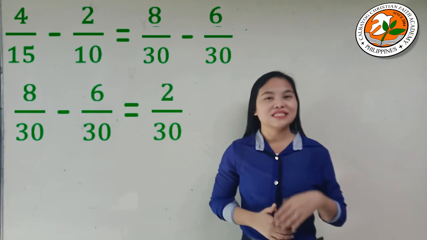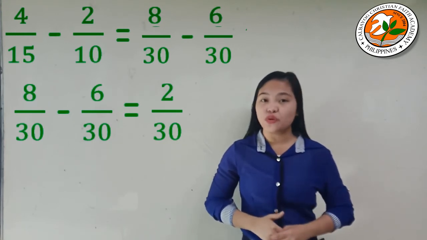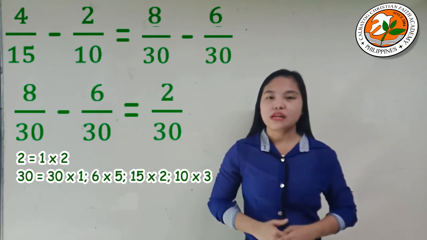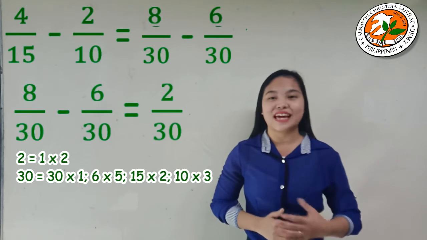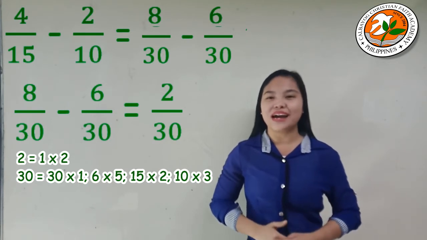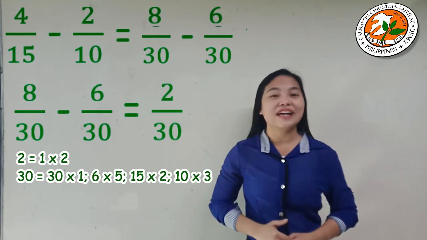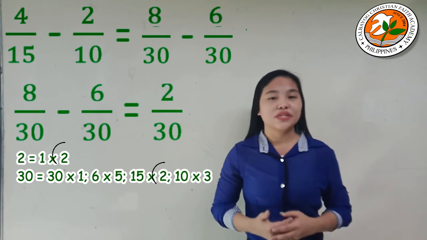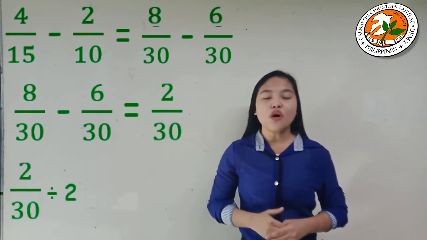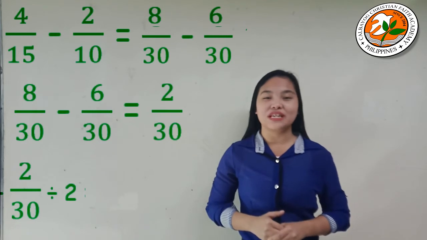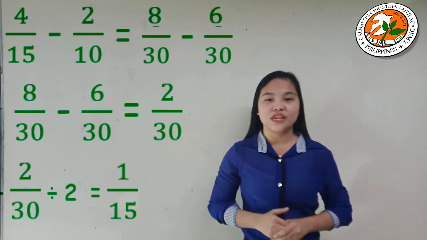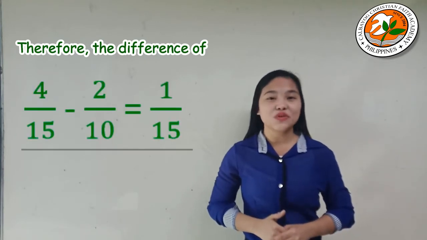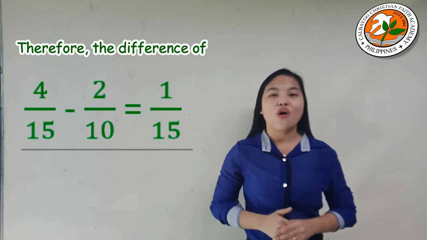So first, let's get the common factor of 2 and 30. The factors of 2 are 1 times 2. The factors of 30 are 30 times 1, 6 times 5, 15 times 2, and 10 times 3. So the common factor of 2 and 30 is 2. So 2 over 30 divided by 2 is equal to 1 over 15. Therefore, the difference of 4 over 15 minus 2 over 10 is equal to 1 over 15.